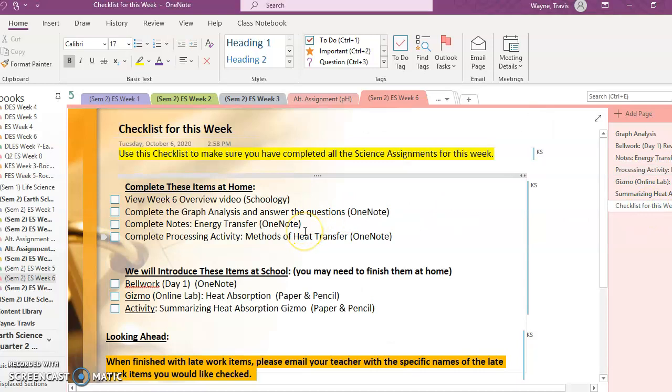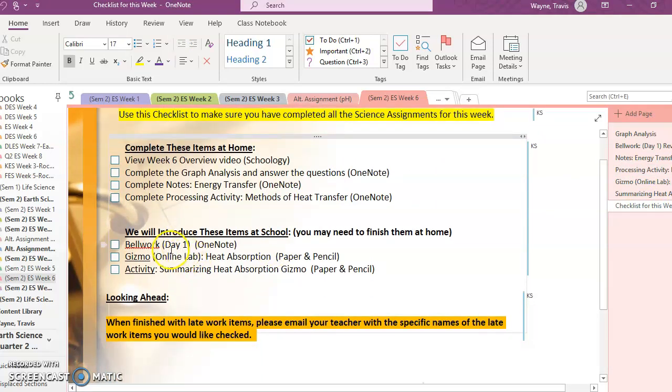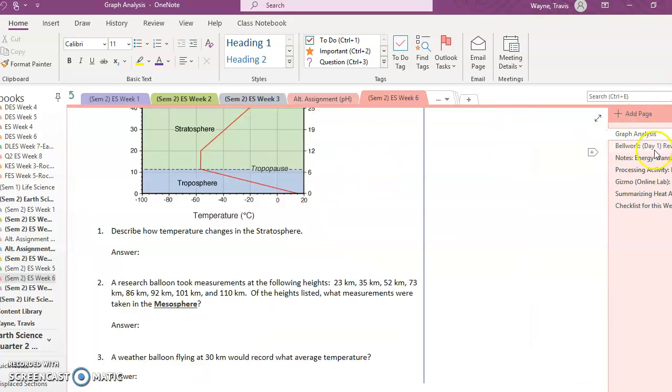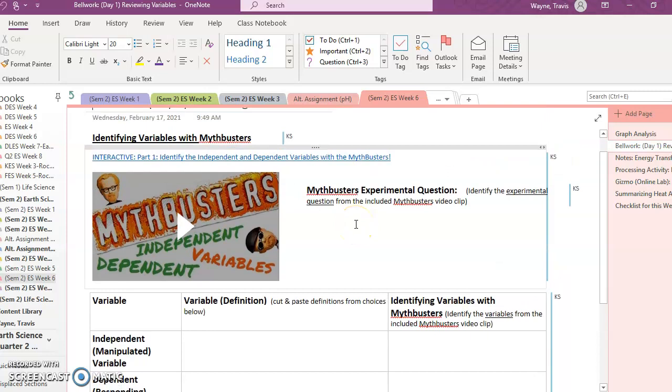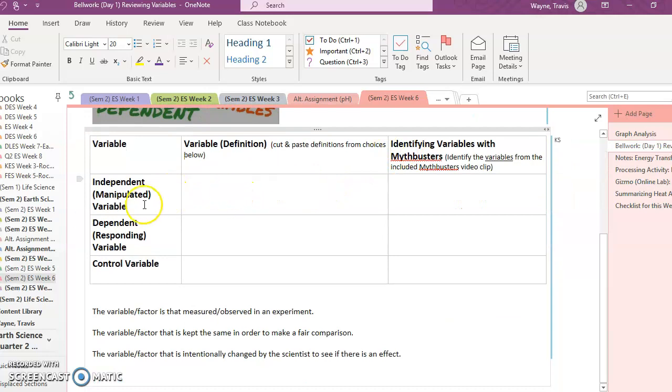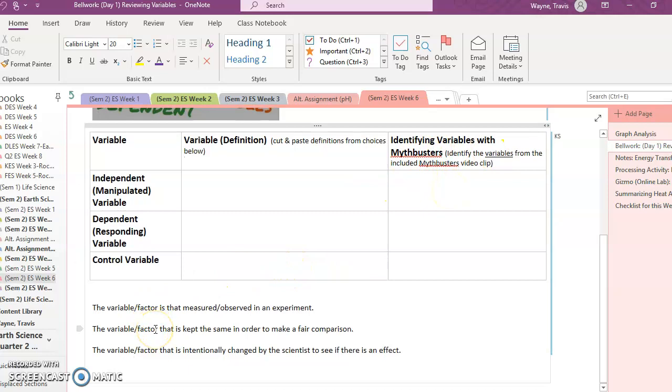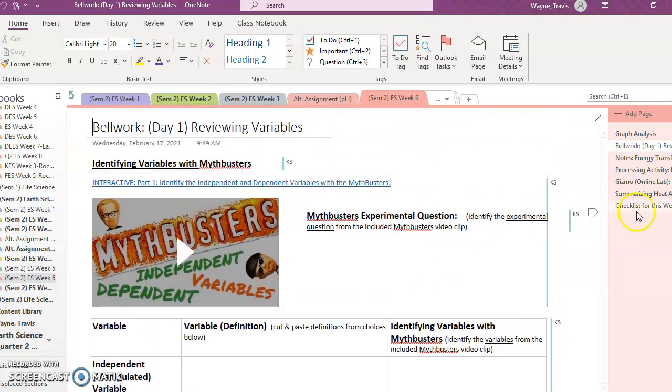Now, for things that we are going to be doing here in school. On day one, your bell work has a video looking at independent and dependent variables, what those are and how they correspond with science. As you're watching that video, we'll be filling in a chart about what is an independent variable, what is a dependent variable, and what is a control. Then we'll be identifying the variables within that Mythbusters video, and there are a couple other things we'll look at as well with that video.